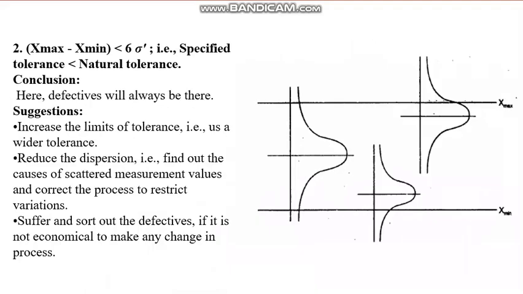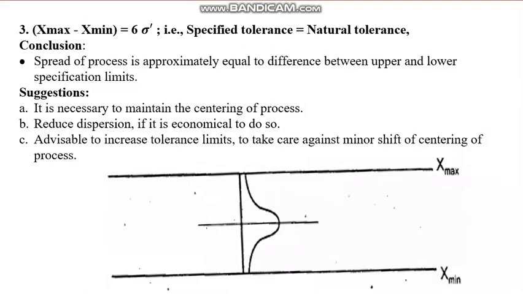Among the three that we have seen, the first one is the desirable one. The second one is not desirable anyway. The third one is a boundary case, and this is also not desirable. Suggestions: it is necessary to maintain the centering of the process. You have to be very careful, because any mistake in centering may cause some of the parts to be defective.